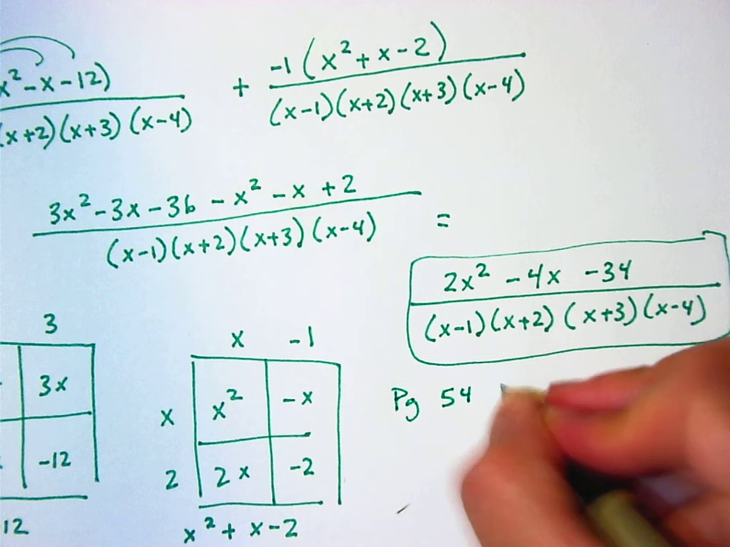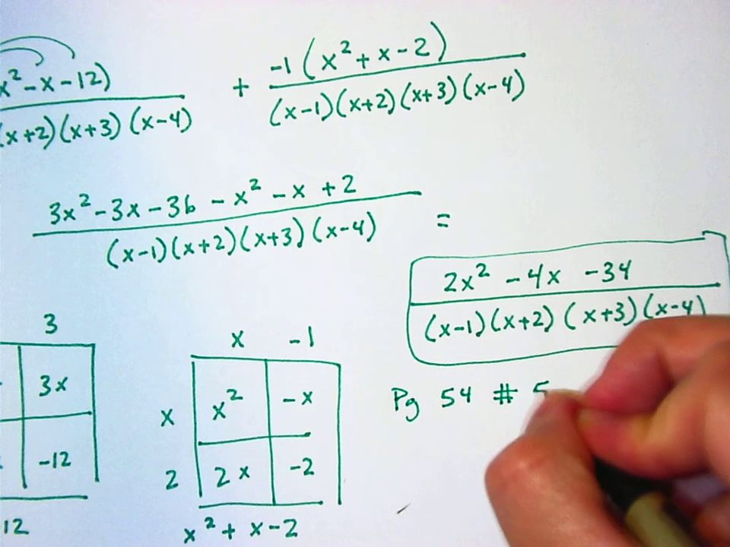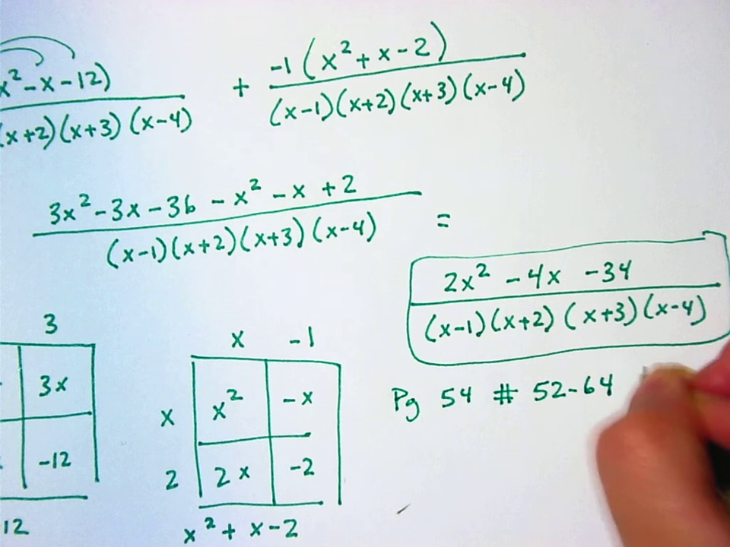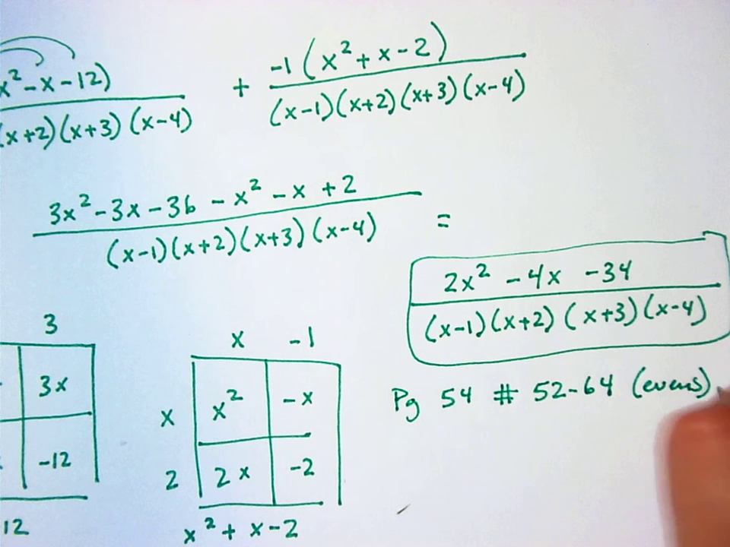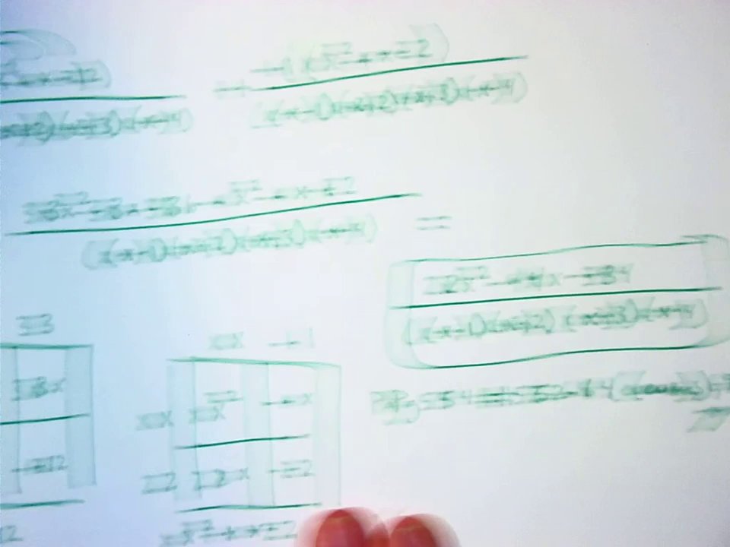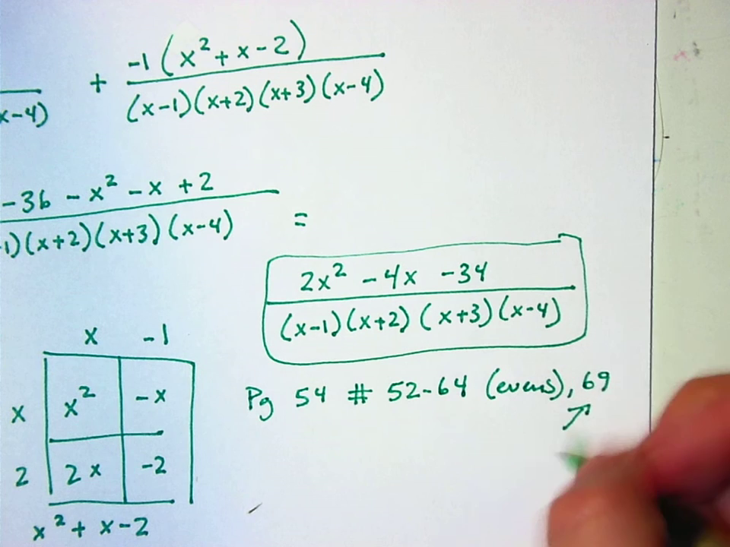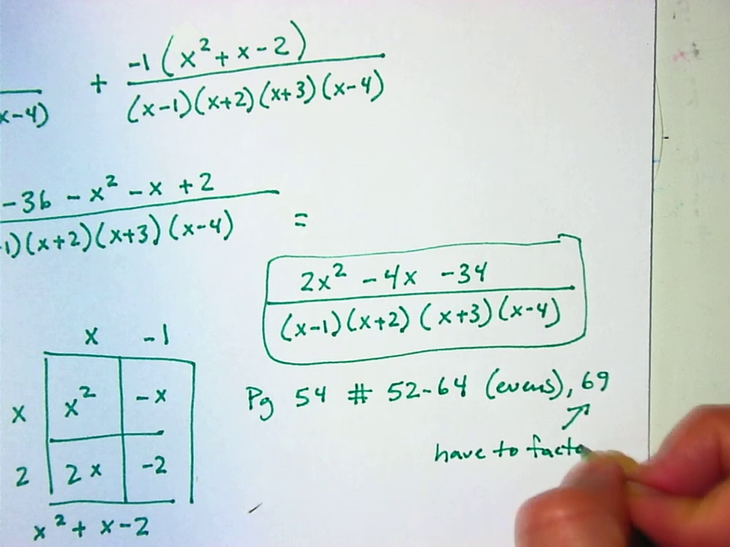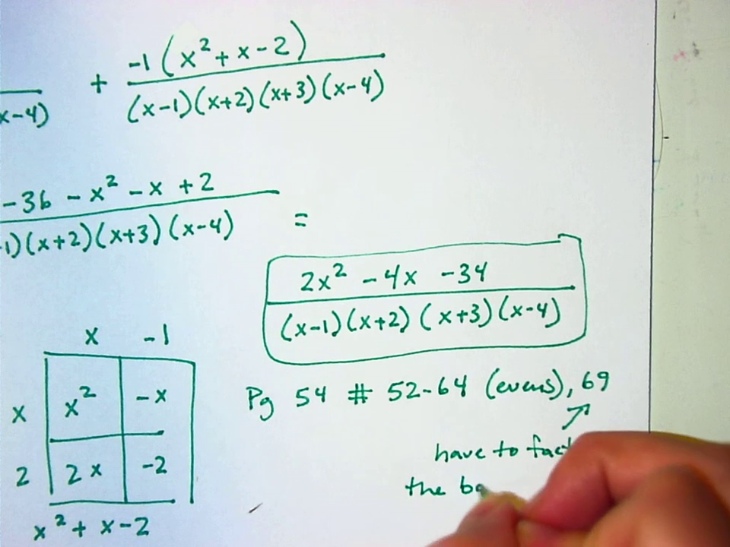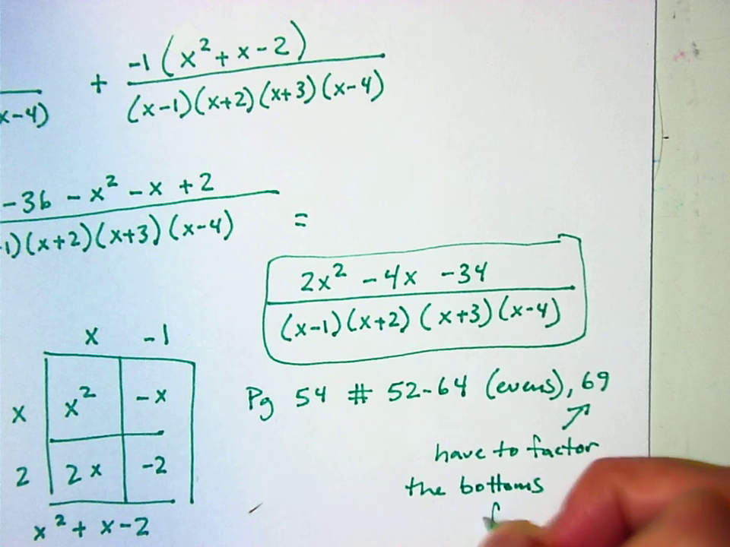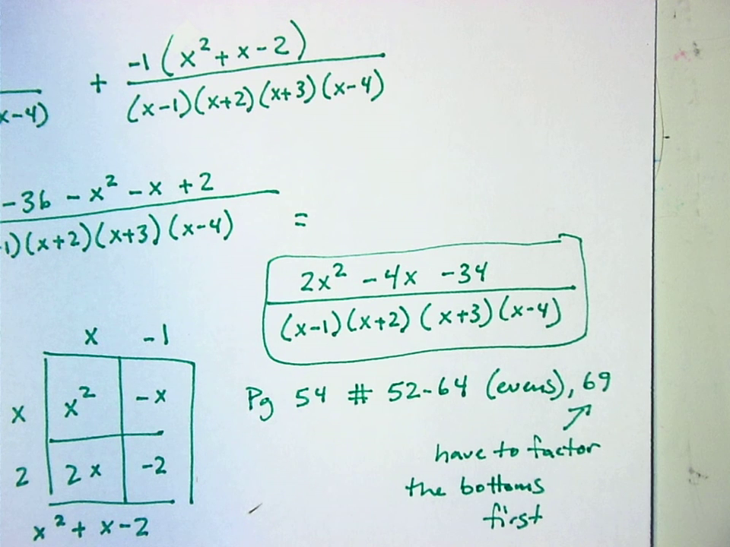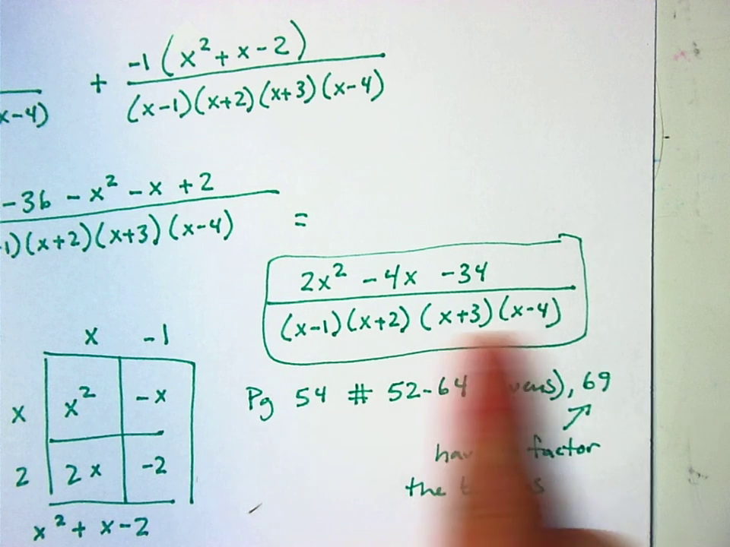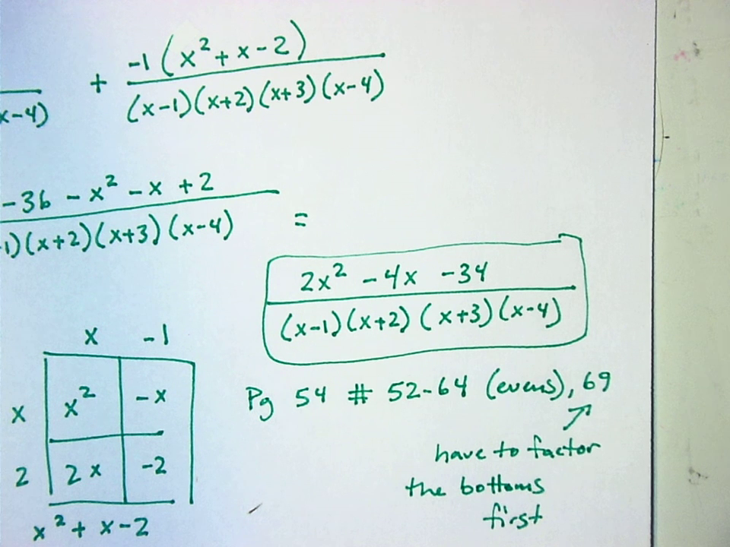So I gave you page 53, last lesson, and this is page 54. It is numbers 52 through 64 evens, and then number 69. Now, number 69, besides being a hilarious number, you have to factor the bottoms first. And that will give you the factors you need to do something like this. Of course, if you have any factors in common, you don't have to multiply those times each other. You can just use those once.